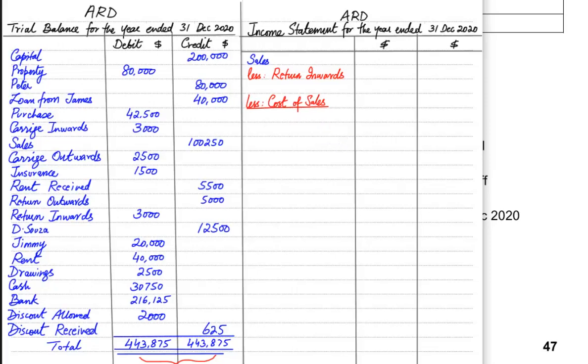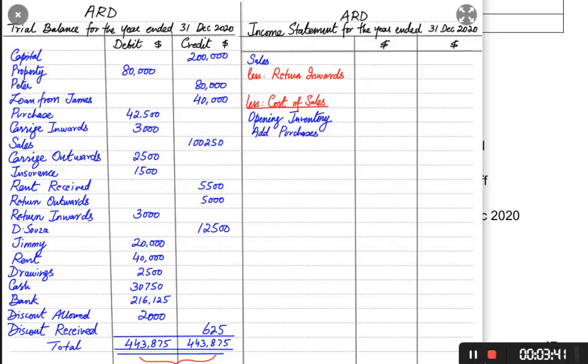So how to calculate cost of sales? First of all, we have opening inventory. Opening inventory is the amount of inventory that we had at the start of the accounting period. Okay, at the start of this new year, how much inventory we already had on our shelves was opening inventory. Now we need to add purchases to this opening inventory. Purchases are basically the goods that we have bought in the particular year.